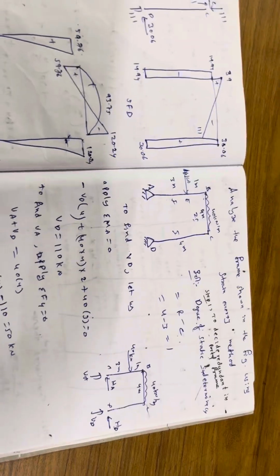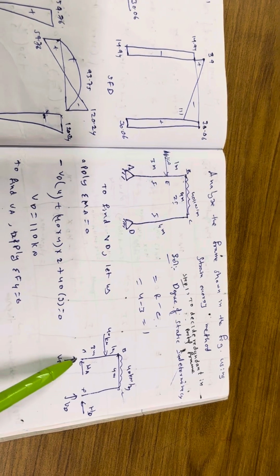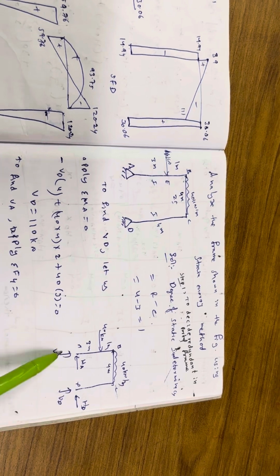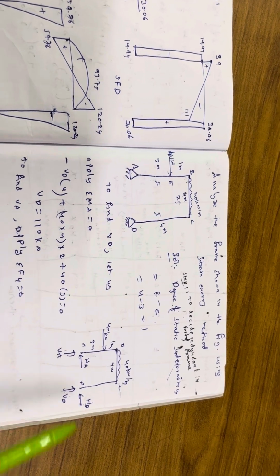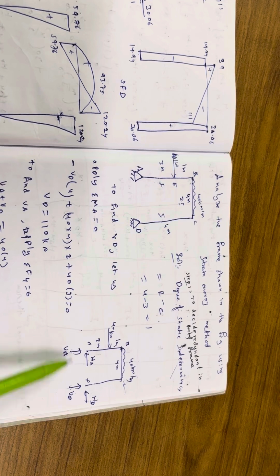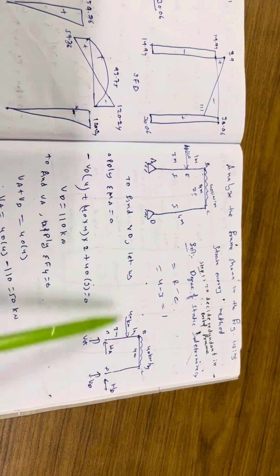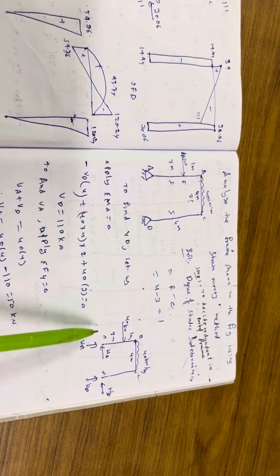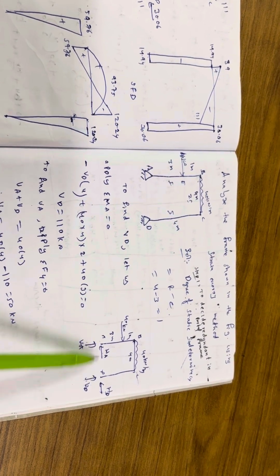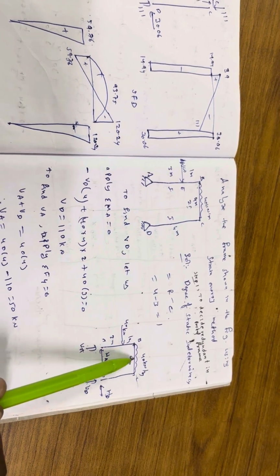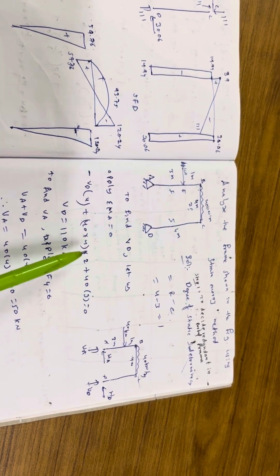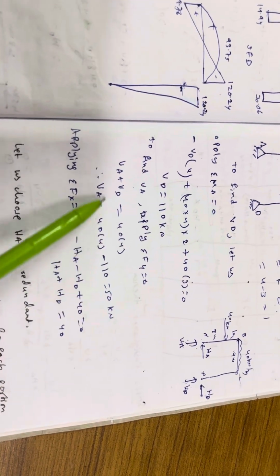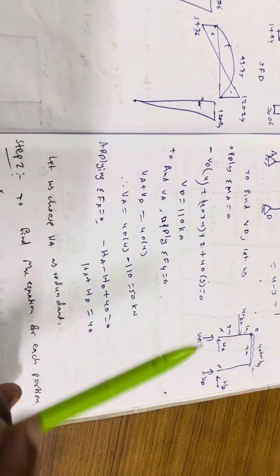These are the free body diagrams. VA and VD are the vertical reactions, HA and HD are the horizontal reactions. We need to find these 4 values. First we will find VA and VD using equilibrium equations. To find VD, let us apply sigma moment about A equal to 0: VD into 4, 40 into 4 divided by 2, and this into this. From here we can find VD. Next, to find VA, apply sigma Fy equal to 0: VA plus VD equal to 40 into 4. From here we got VA.